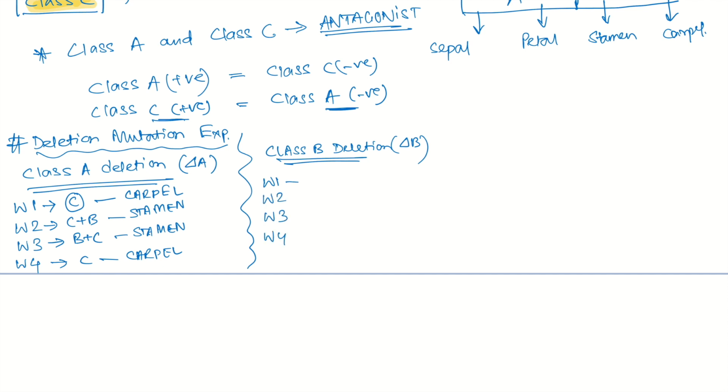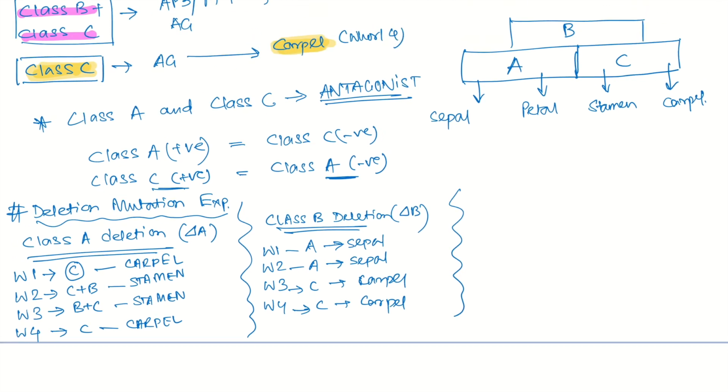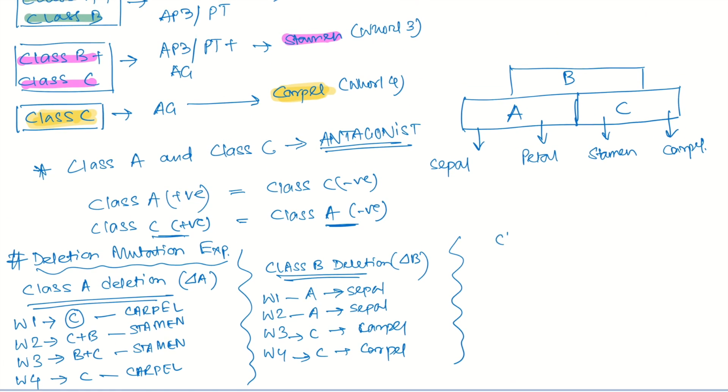Then class B deletion, so again whorl 1, whorl 2, whorl 3, whorl 4. Okay, in whorl 1 A is present, so that will develop into sepal. In the second, again sepal is developed. For 3 and 4, since B is absent, both will develop into carpel.